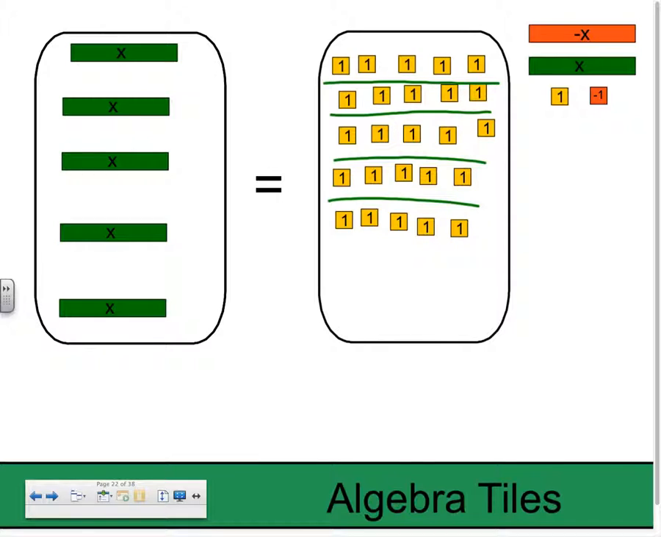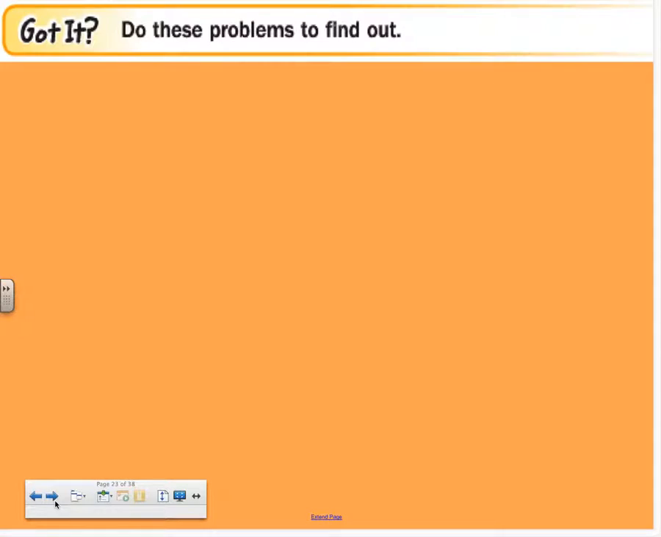I always try to give a couple different ways because everybody learns in a different style. All right, what I'd like you to do now is I would like you to do the got it problems at the bottom of the page. Got it A and got it B. Go ahead and get busy on those.